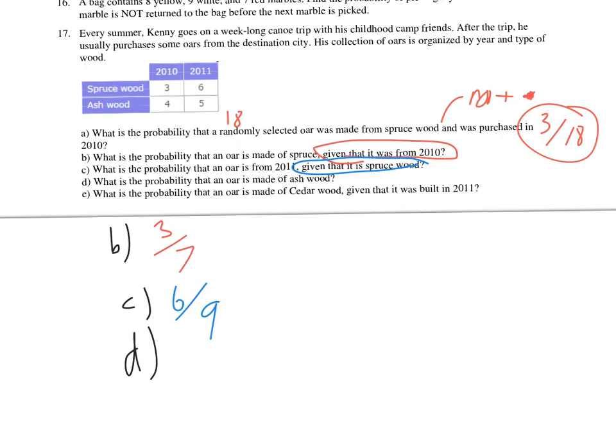Part D, it says, what is the probability an oar is made out of ash wood? So that's kind of out of the whole population. So that's going to be out of 18. So the ash is the 9. And then for part E, this is another given. It was built in 2011. So 2011 is 11. And of those, 0 are cedar wood. So that's going to be 0 out of 11.